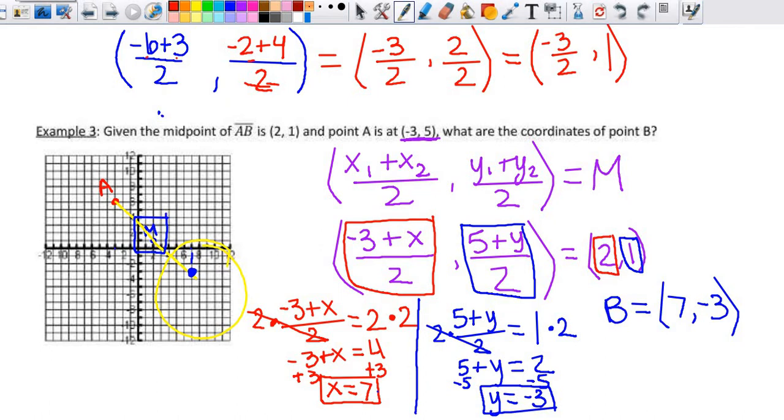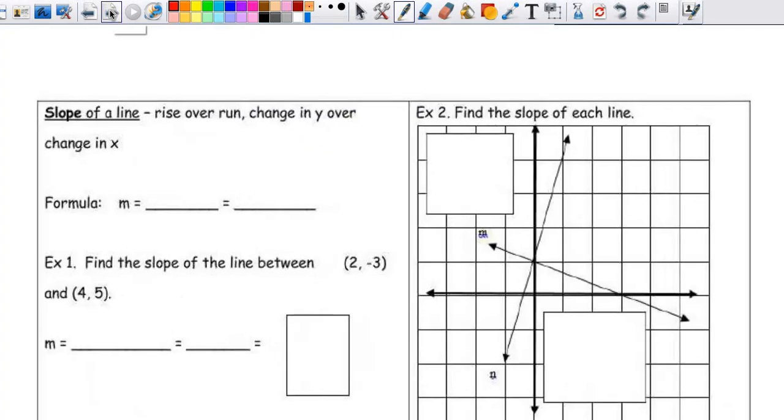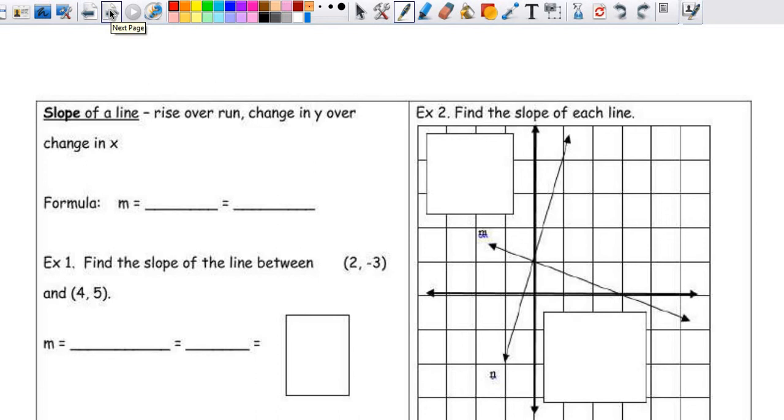All right, and last but not least, let's go on to slope. Here we go. So slope is the last formula you need to know. It's described as rise over run, or the change in y over the change in x. So m is the variable letter we use for slope. If you see m, it's always asking for the slope. So we can say rise over run, or the formula is y2 minus y1 over x2 minus x1.